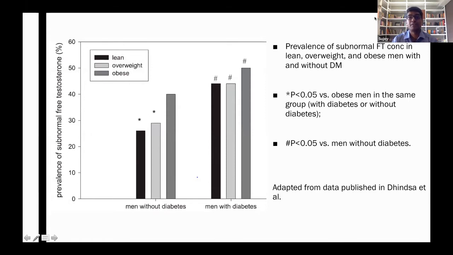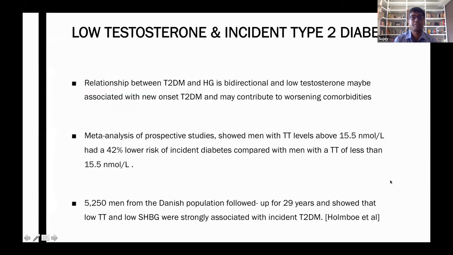If you look at this particular slide, when we are talking about individuals with or without diabetes, and if you look at the proportion of people with subnormal testosterone levels, it has a very, very strong correlation between your BMI and the levels of testosterone. So you will see that the more the BMI is, the more is the prevalence of at least subnormal free testosterone levels. And if you look at low testosterone and type 2 diabetes, I think this is a bidirectional relation, wherein if you have low testosterone, you're more likely to have problems of your glycemic control. And if you have hyperglycemia and type 2 diabetes and if you're obese, you're more likely to have low testosterone levels.